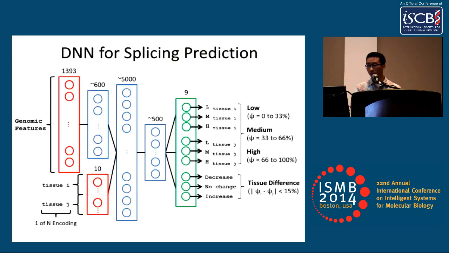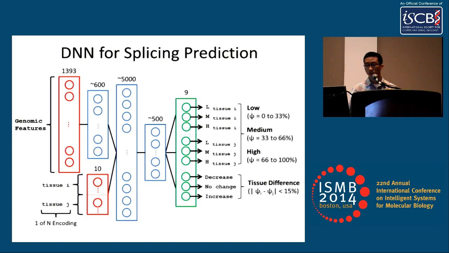And here is the deep neural network that's used for the prediction. On the left here, you see the input being the genomic features. In the first hidden layer, it actually shrinks the dimension of the features. And then we tag on 2 tissues as input. We have 5 tissues, and we use a 1-of-n encoding. So there's 10 inputs into the model.